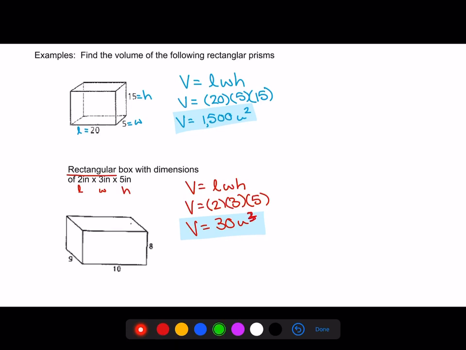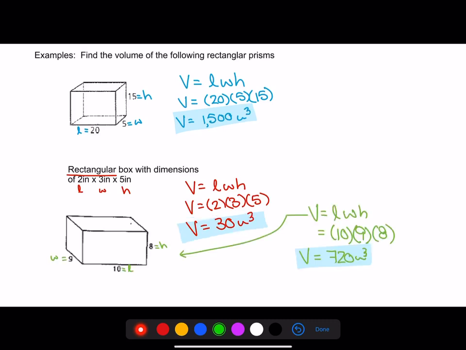And then our final one. Our final one is this rectangular prism down below. Once again, we use the same exact formula. Volume is equal to length times width times height. We give variables to each of these. And for this, we have 10, our length, times our width, 9, times the height of the prism, 8. So 10 times 9 is 90. 90 times 8 is 720 units cubed.